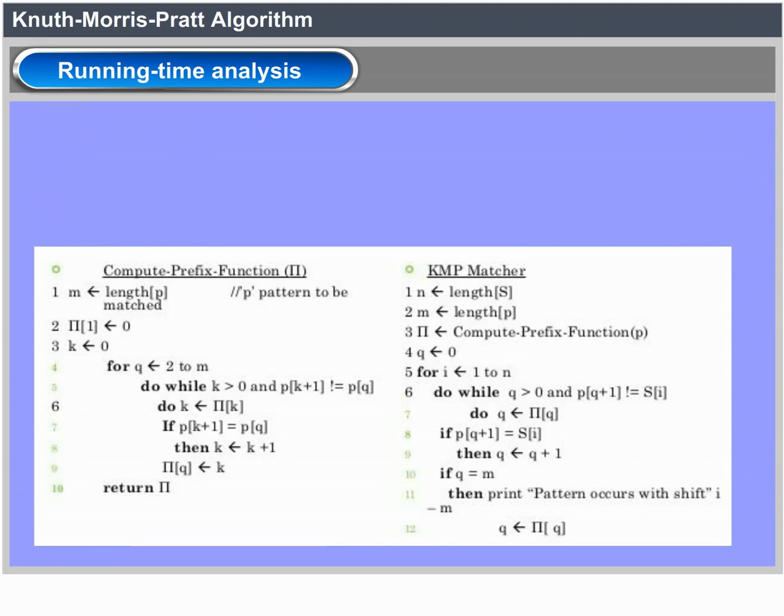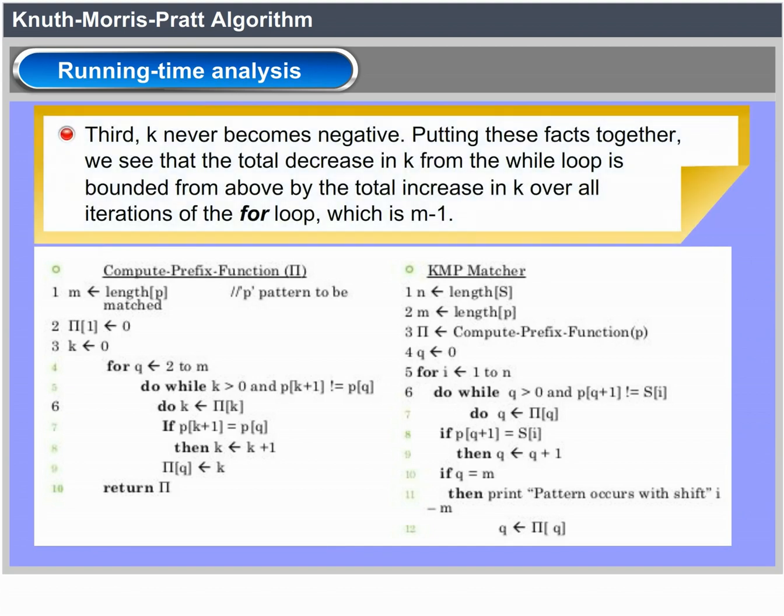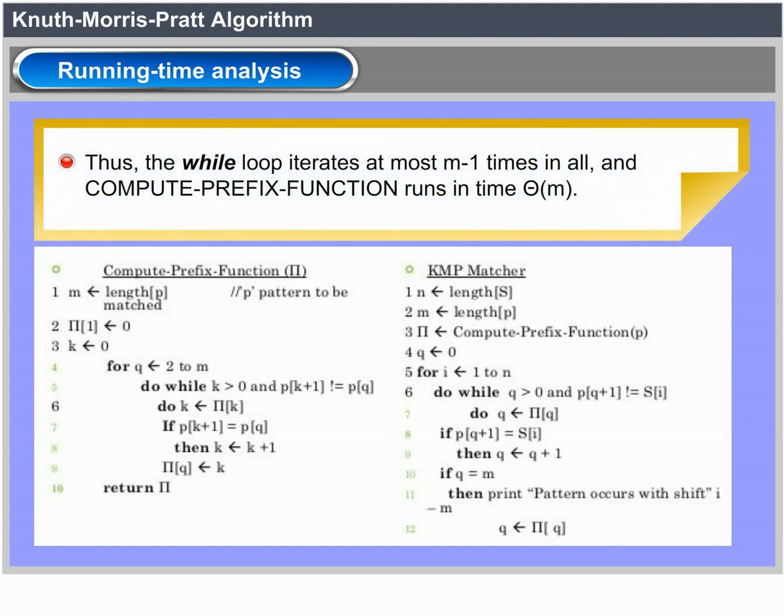Third, k never becomes negative. Putting these facts together, we see that the total decrease in k from the while loop is bounded from above by the total increase in k over all iterations of the for loop, which is m-1. Thus, the while loop iterates at most m-1 times in all, and compute prefix function runs in time big theta of m.